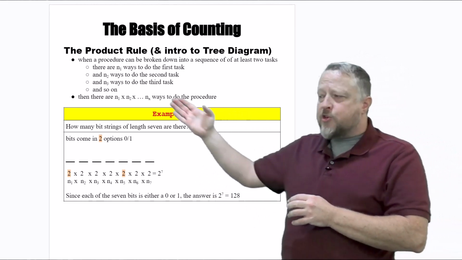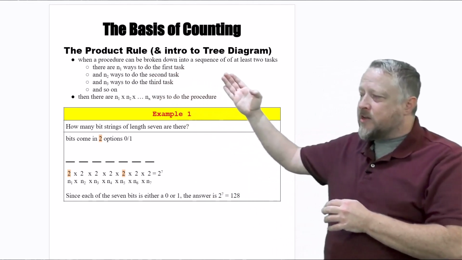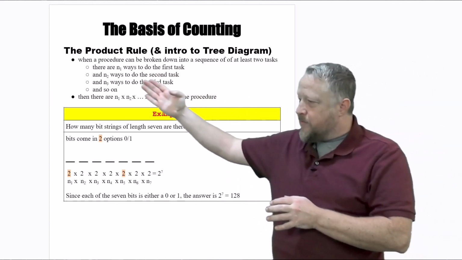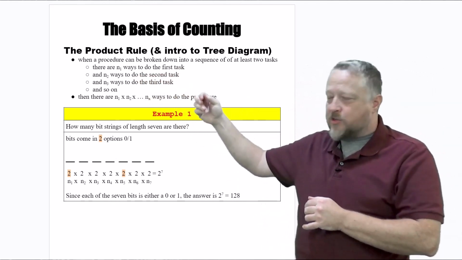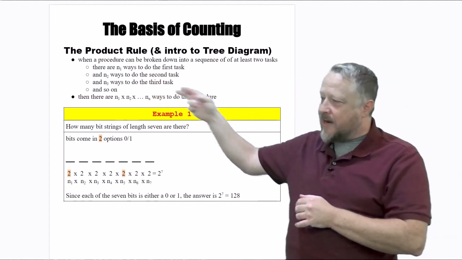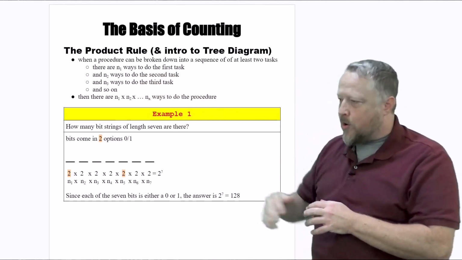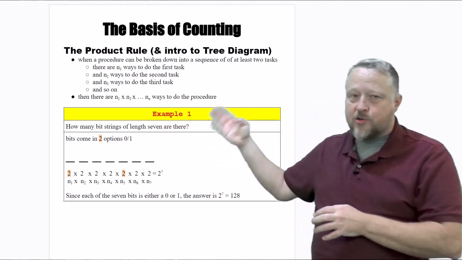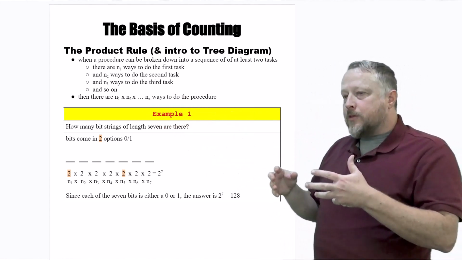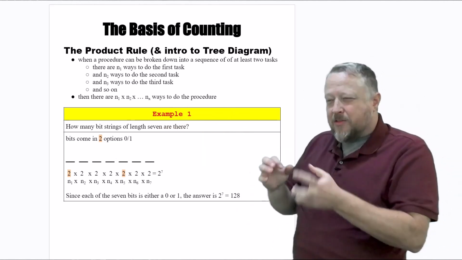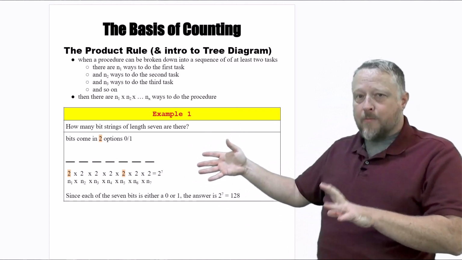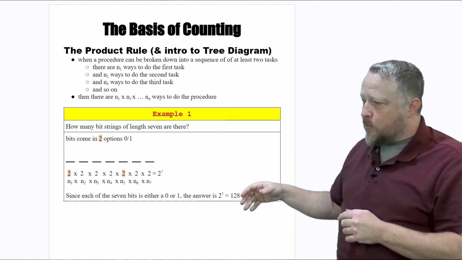This is basically a procedure that can be broken down into a sequence of at least two tasks. There's n1 ways of doing the first task, then n2 ways of doing the second task, and so on down. Then there are n1 times n2 and so on ways to do the procedure. They're multiplied together because you can think of permutations and combinations here, just like this very simple problem for right now, and then we'll get into a little harder ones.